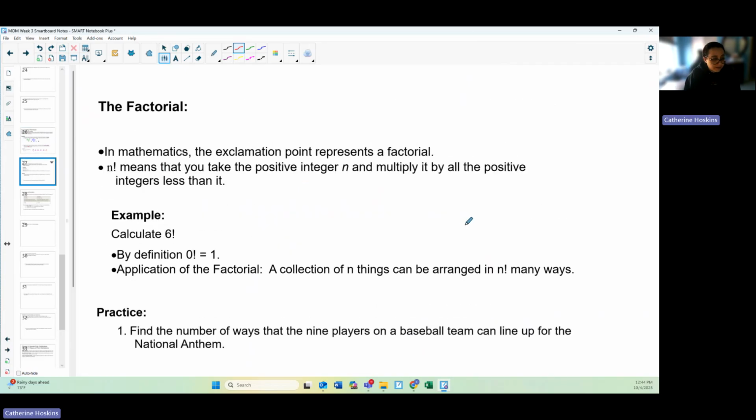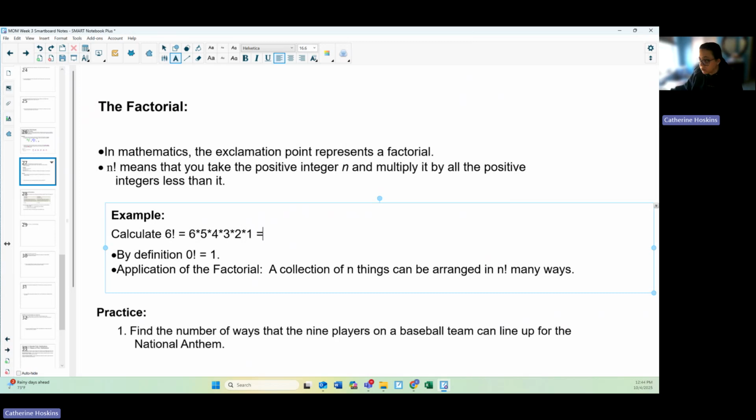The next type of technique we're going to talk about is the factorial. In mathematics, the exclamation point represents a factorial, where factorial means that you take the positive integer and multiply it by all the positive integers less than it. So for example, if I wanted to calculate the factorial of 6, so 6 factorial, that is 6 times 5 times 4 times 3 times 2 times 1.